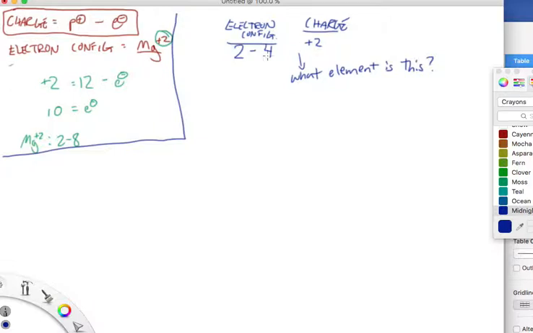Okay, so can we figure out a way to get from here to figure out what element it is? All right, now, it's been a while since I've done this, so let's think back here at our charge equation. We know the charge is plus 2, so I'm going to plug that into our charge equation. We don't know the number of protons yet, but we do know how many electrons there are. How many electrons are here?